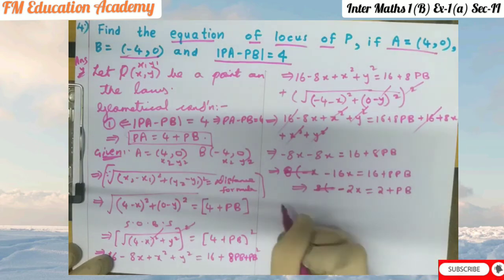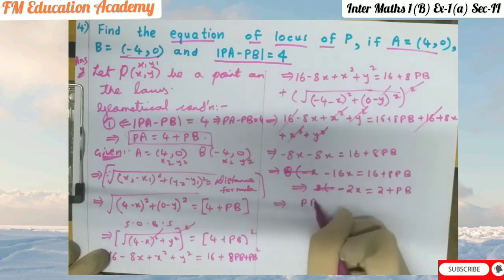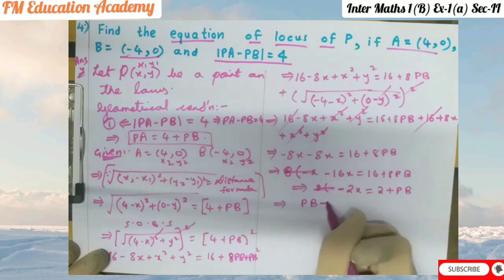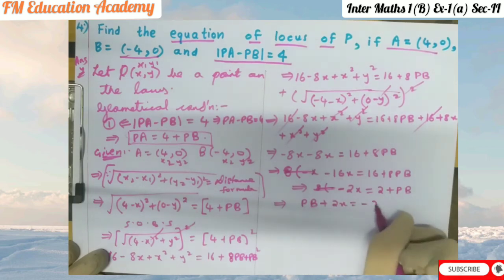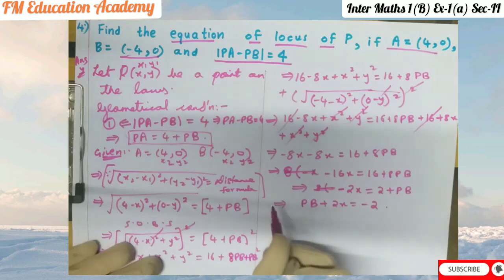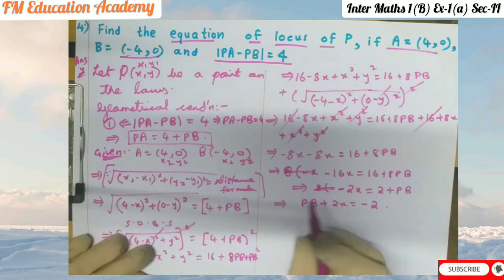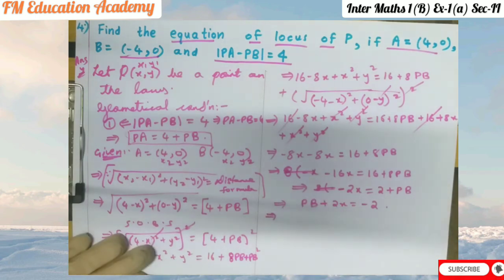We have this. What we'll do is we'll send this minus 2x that side. So PB plus 2x is equals to minus 2 we will get. Right? So we are having, is it correct? Is it right? Now we'll open this PB.